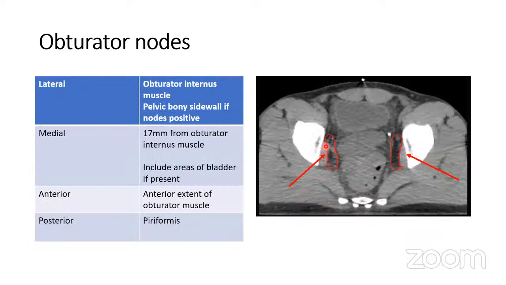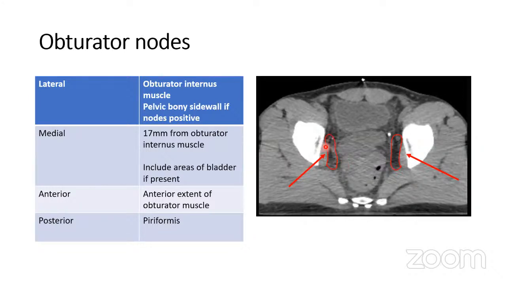The lateral limit will be the obturator internus muscle. But if you have some nodes, then it is better to go till the pelvic bony side wall. And for the medial border, we use a 15 mm or a 17 mm brush and then we mark it. Suppose there is bladder which is coming into it, please don't crop it from the bladder, because though you follow a comfortably full bladder protocol, the bladder filling is variable every day. So it's better to include areas of bladder if present.